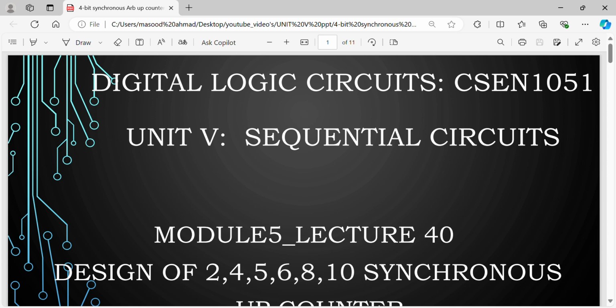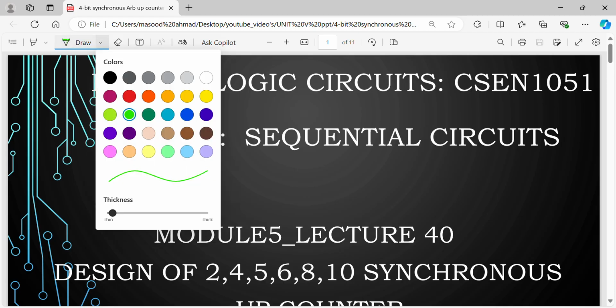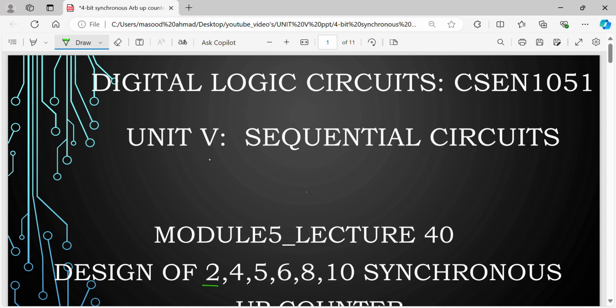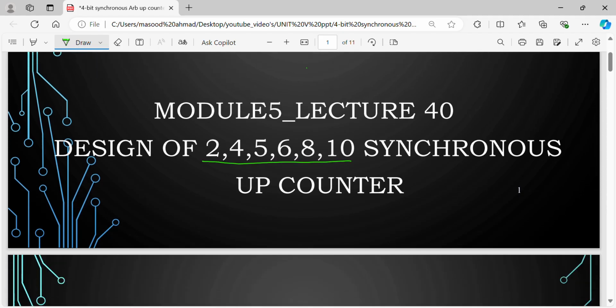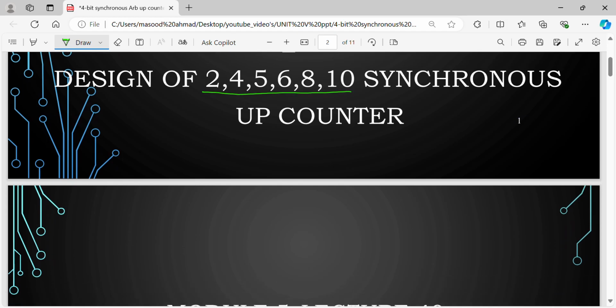My dear students, now we are going to look at an arbitrary count sequence counter, which is an up counter. The arbitrary sequence given to us is 2, then 4, 5, 6, 8 and 10. Now out of this, if I look for the maximum value of count, the maximum value of count is 10.